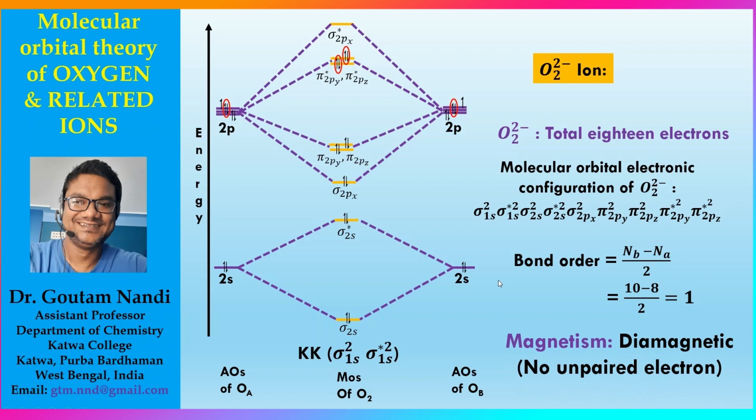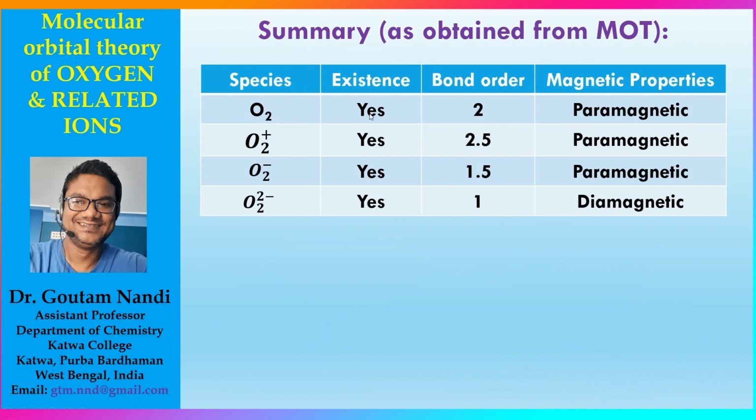So what we have got from this discussion is that O2 has bond order 2, O2 plus has bond order 2.5, O2 minus has 1.5 and O2 2 minus ion has the bond order 1. This indicates the O2 2 minus ion should be the least stable among all those species. And for magnetism, except O2 2 minus, all are paramagnetic, although their paramagnetism may vary depending upon the number of unpaired electrons. O2 plus and O2 minus have one unpaired electron, whereas O2 has two unpaired electrons.